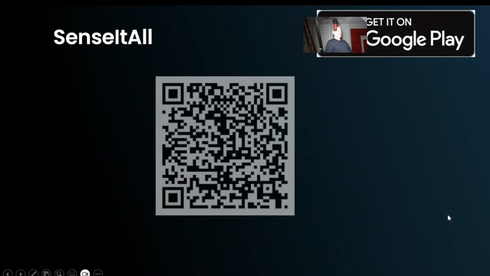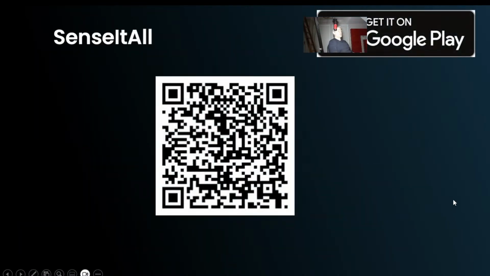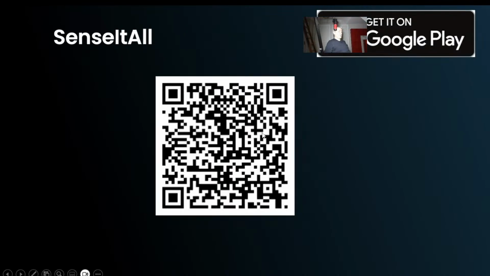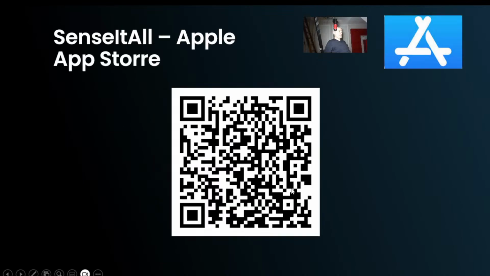The SensiAll platform, or the SensiAll software, is on the Play Store, and we also have it on the App Store. I'll go back slightly and linger on it so people can get their phones out and scan the QR code. The only thing about this application is it's no good to you unless you've got the hardware. But if you want a sense that the software exists, you can scan that. And if you're on an iPhone, you can scan this. Don't forget, you can also pause and watch that.